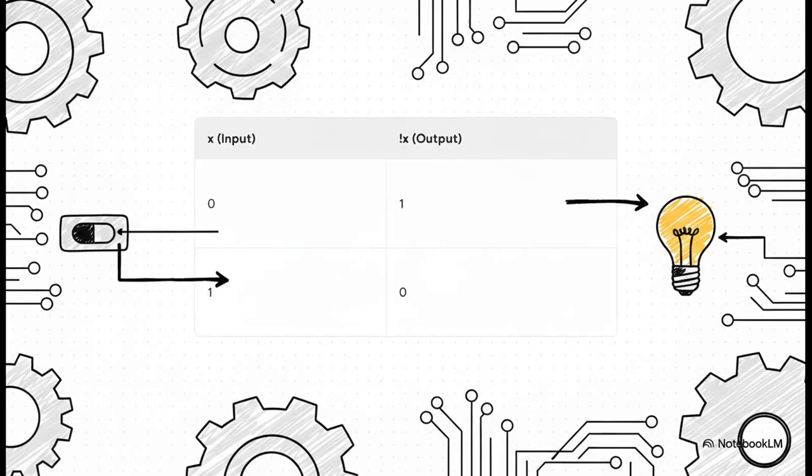Simple as that. And to map all these decisions out, engineers use what we call truth tables. Think of them as the literal blueprints for digital logic. They map out every single possible input and the resulting output. For the NOT gate, an input of 0 gives you an output of 1. An input of 1 gives you an output of 0. It perfectly represents that physical inverter circuit in action.